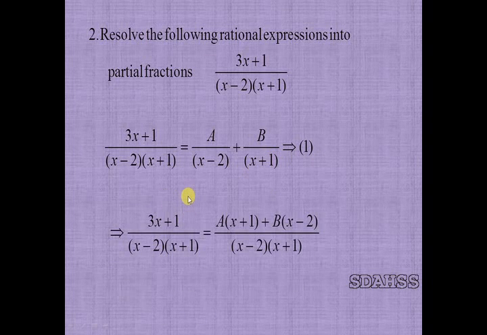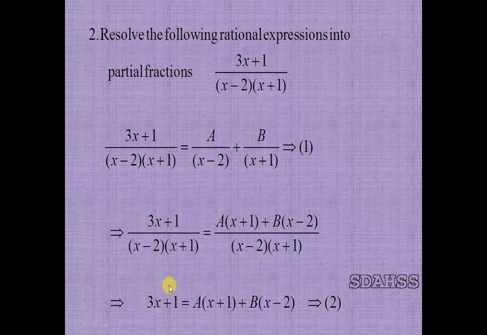Then take the LCM. The LCM is (x - 2)(x + 1). Cross multiply: A into (x + 1) plus B into (x - 2). Cancel (x - 2)(x + 1) on both sides. So remaining, you have 3x + 1 is equal to A(x + 1) plus B(x - 2). Mark it as equation 2.